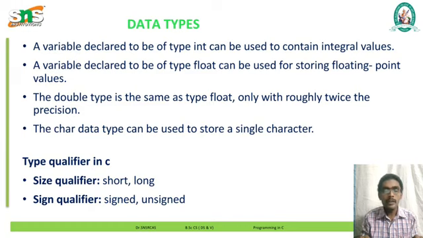There are two types of type qualifiers in the C programming language. Number one is the size qualifier, which is short and long, and the other is the sign qualifier, which is signed and unsigned.